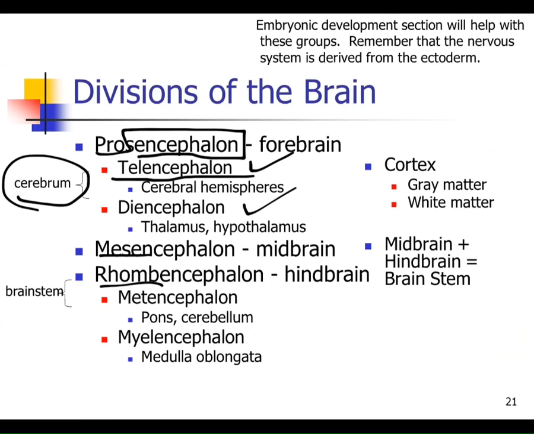Now, what's tele? Telodendria, telophase, telencephalon. So tele means last or end. This is the last part of your brain to form, the telencephalon. Physically, your frontal lobe is the last part of your brain to form.